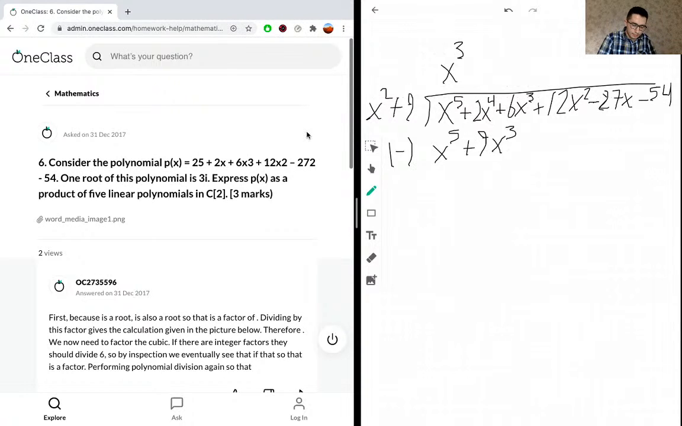And then this will give us, so the x to the power of 5 and x to the power of 5 get eliminated. We still remain with 2x to the power of 4, minus, because we have 6 minus 9, so minus 3x cubed, plus 12x squared minus 27x. So just the remaining of the polynomial. So just give me a second to write this down.